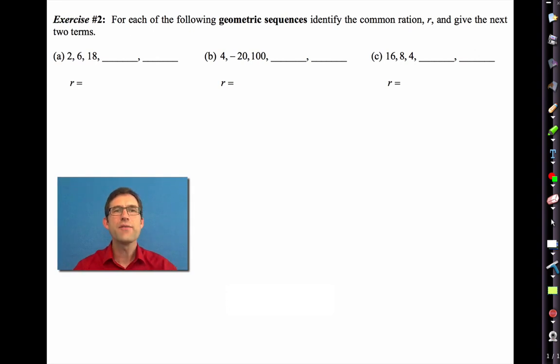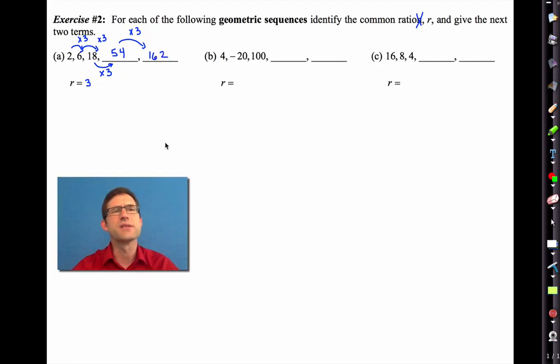Exercise 2. For each of the following geometric sequences, identify the common ratio, r, and give the next two terms. That should say ratio, not ration. That's just weird. So what do we have? Well, to go from 2 to 6, we multiply by 3. To go from 6 to 18, we multiply by 3. So the common ratio is 3. To get the next two terms, we're going to multiply by 3 again, and that's going to give us 54. And then we're going to multiply by 3 again, and that's going to give us 162.